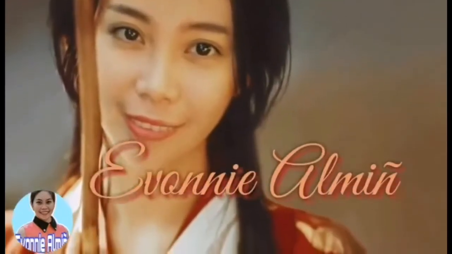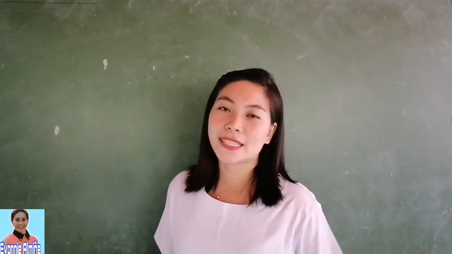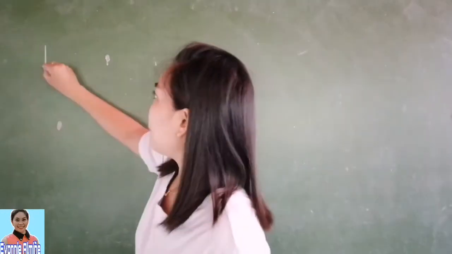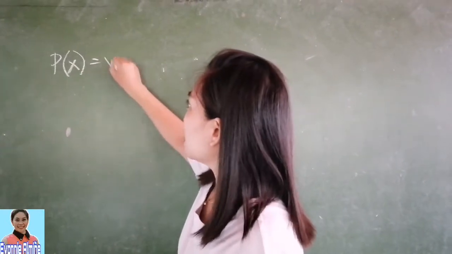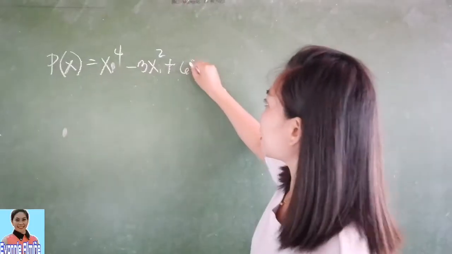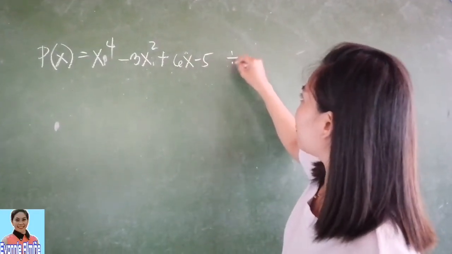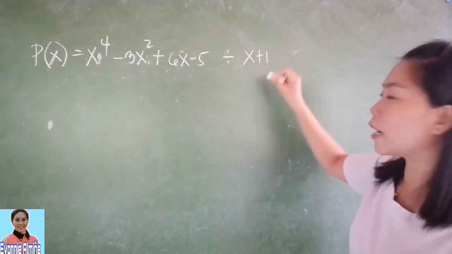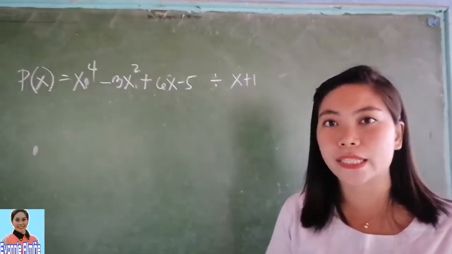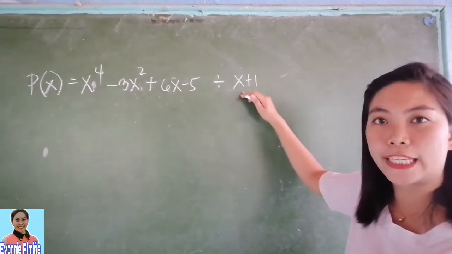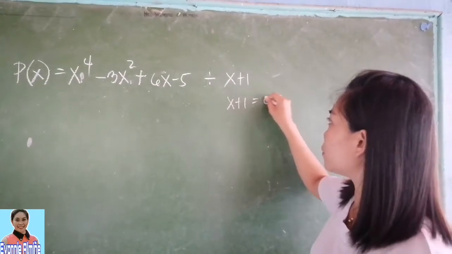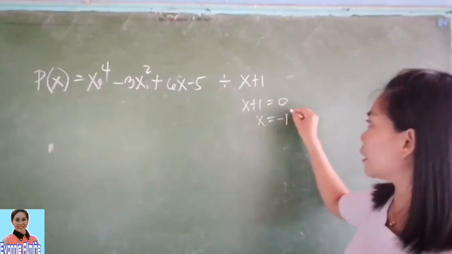So let's have another example para mas lalo po nating maintindihan si remainder theorem. So let's have this. Polynomial of x is equal to x raised to 4 minus 3x squared plus 6x minus 5 divided by x plus 1. Okay. So, meron na po tayong pangalawang example. So, first we are going to equate our divisor into 0 para magkaroon po tayo ng value ni x. So, you have x plus 1 is equal to 0, then x is equal to negative 1.